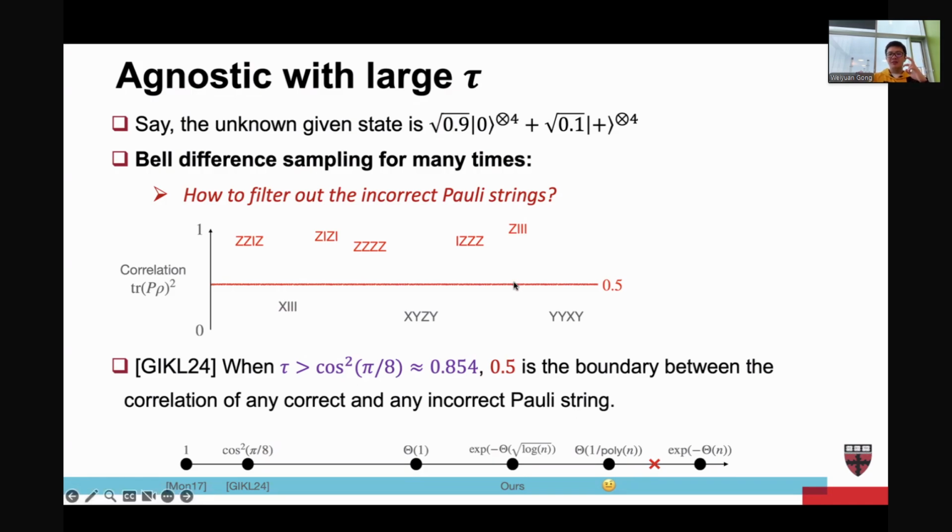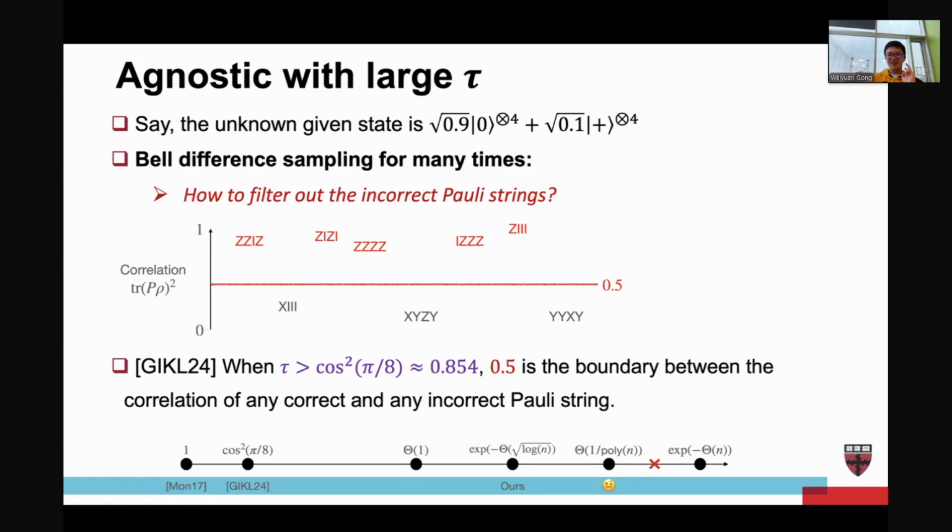And based on this observation, because just as I said, a Pauli string is a special case of the Weyl operator Wx. So based on this observation, they can still use Bell difference sampling to sample the distribution for all the Weyl operators Wx. And they can filter out the incorrect Pauli strings because an incorrect Pauli string will give you smaller than 0.5, and a correct one will give you larger than 0.5. So you can still use Bell difference sampling with slightly more resources to solve this problem when tau is larger than 0.85 because there is a boundary.